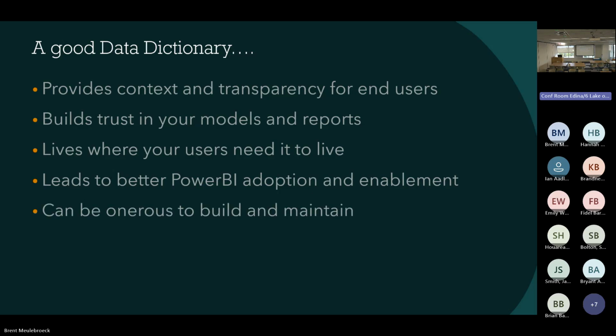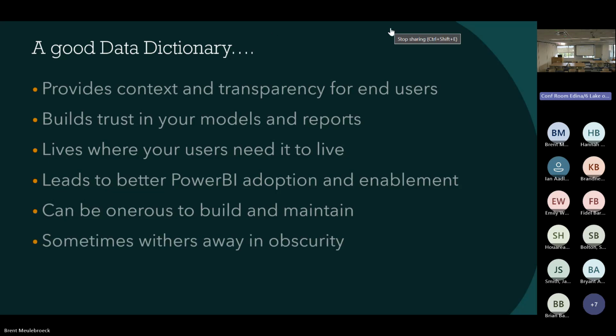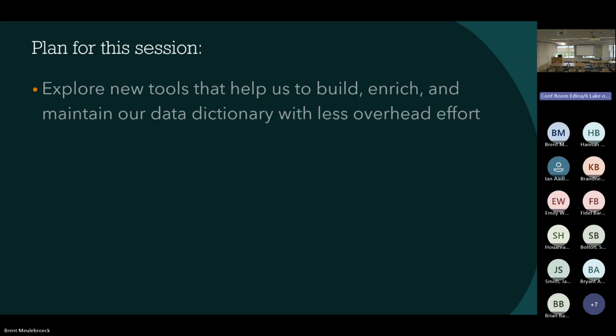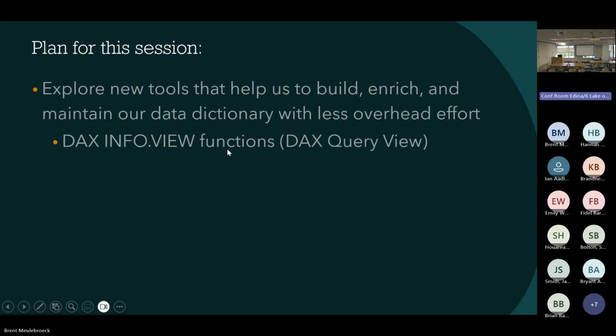So I've been with Fulton for about 4 years, and we've had about 400 ways to do this. Everybody's tried to build a better mousetrap with it. And then sometimes they just wither away in obscurity. So I know with the Power BI tenants I can get to, if I jump in, a lot of them with data dictionaries might be 6, 9, 12 months out of date, just because it's the last thing on a lot of folks' mind, on your day-to-day, to go back and update your data dictionary. So what we're going to take a look at today are some of the new tools that have come out over the past year or two, and see how they can help us build, enrich, and maintain our data dictionary with less of that overhead effort. So we're going to use the DAX INFO.VIEW functions and DAX query view inside of Power BI.